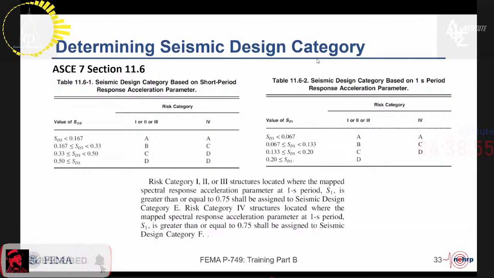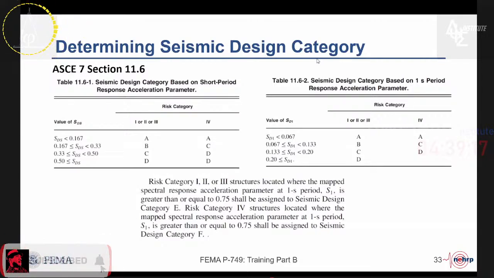Once you have the seismic design parameters, S sub DS and S sub D1, you go into Chapter 11 of ASCE 7, and there are two tables, Table 11.6-1 and 11.6-2. You go into each of those with your values of S sub DS and S sub D1 and determine what seismic design category you are in.